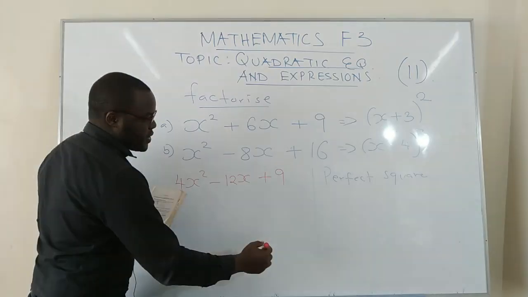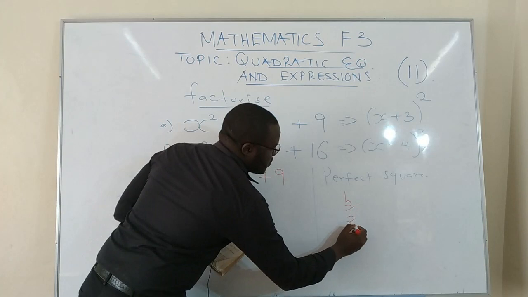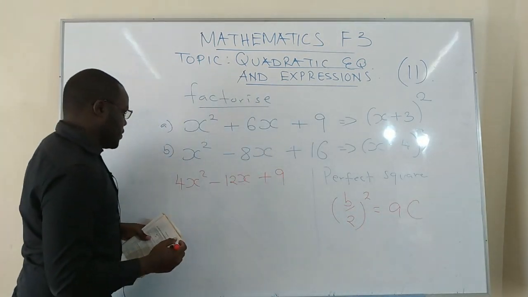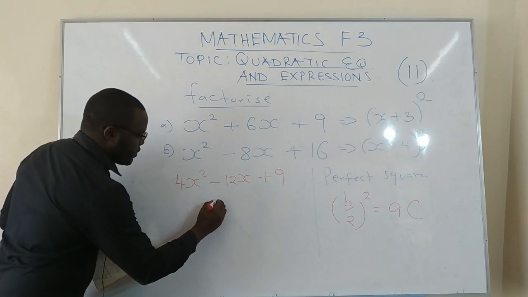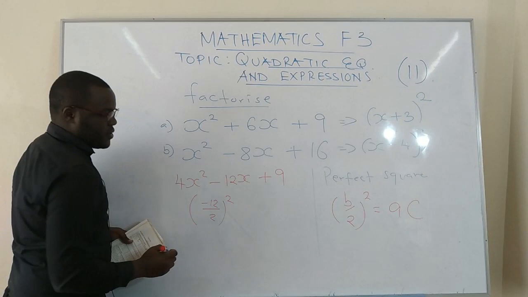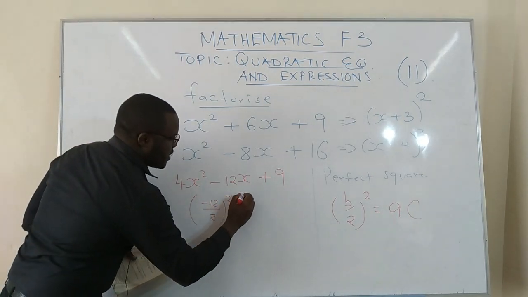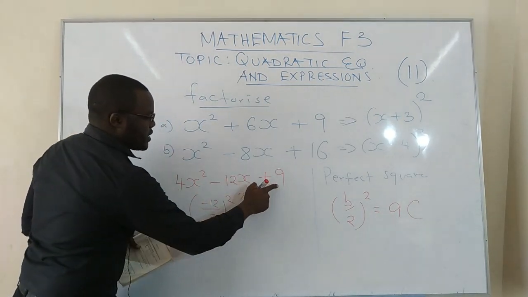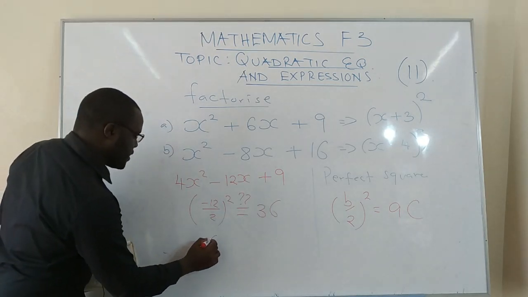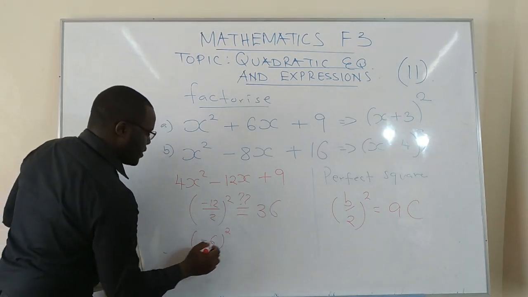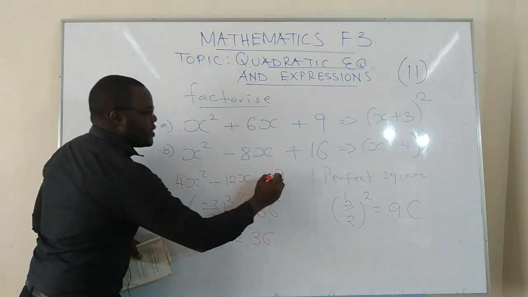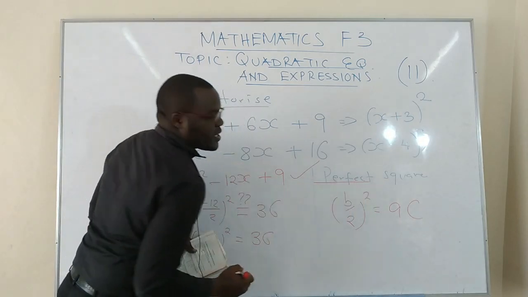We are saying for perfect squares, b all over 2 squared is equal to AC. So let us see, our b is negative 12 divided by 2 squared. Is it the same as saying 4 times 9, which is 36? So this will give us negative 6 squared. Negative 6 squared. Yeah, it is 36. Therefore, this is also a perfect square.